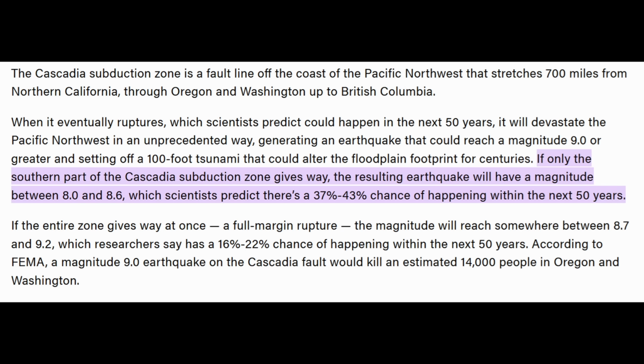And it's going to happen eventually. I mean, it could be thousands of years from now, but the odds are pretty high that it can happen in the next 50 years. And if it does, the estimates are that it could kill around 14,000 people.